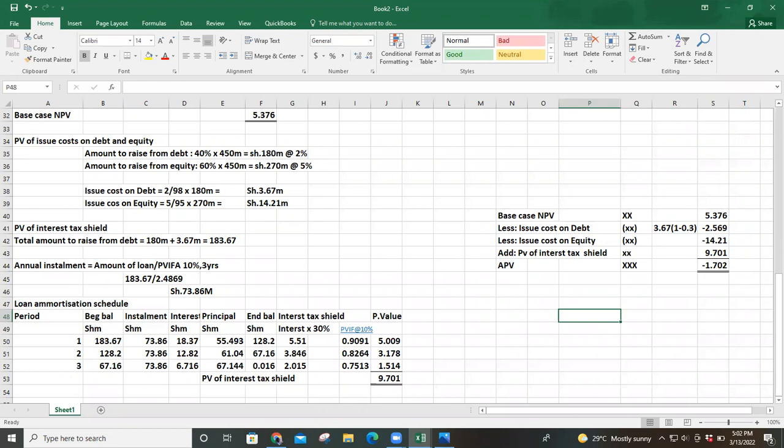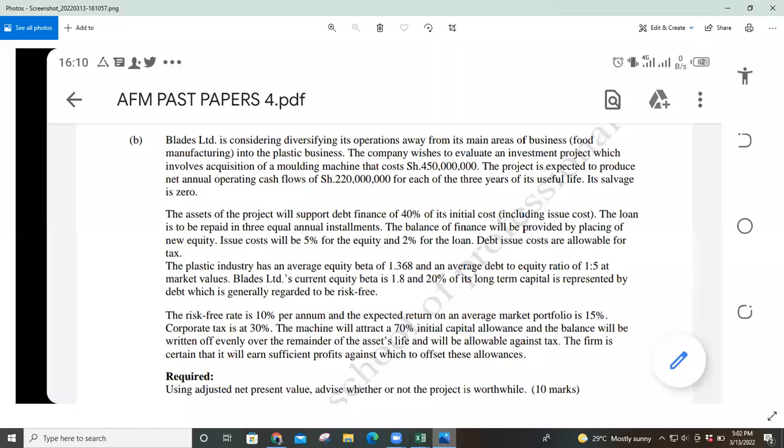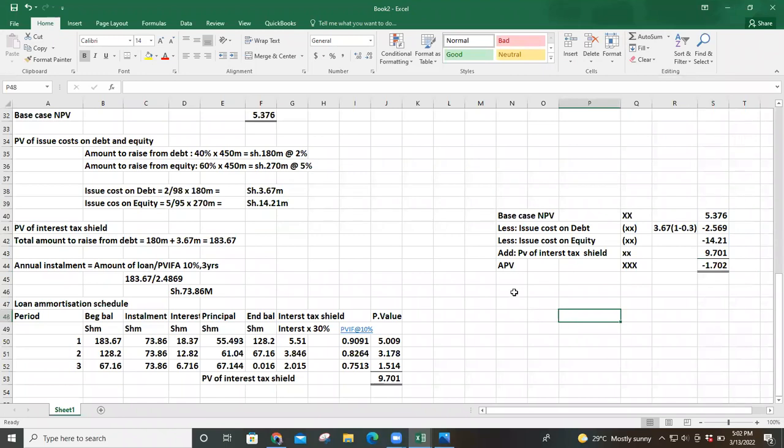As simple as that. Because it's a negative, the project is not worthwhile, which is the advice we were asked to give. So that is it for the special topics in financing, to be specific, the adjusted present value.